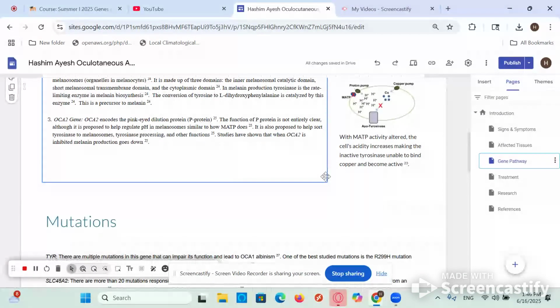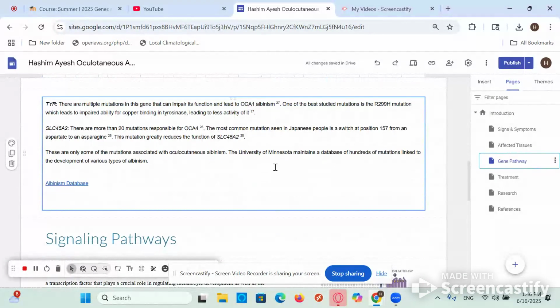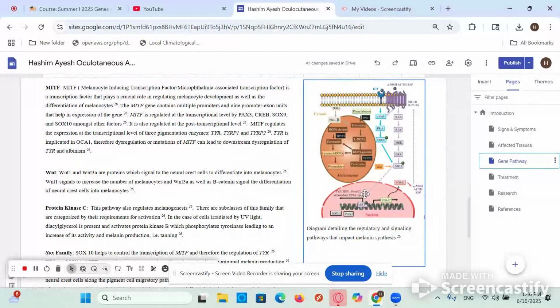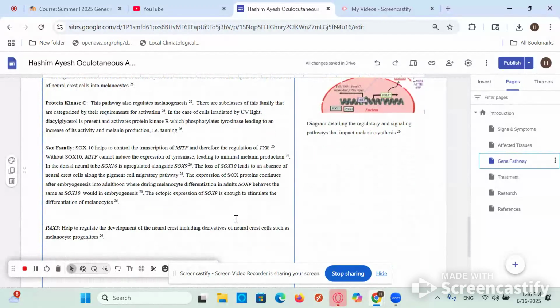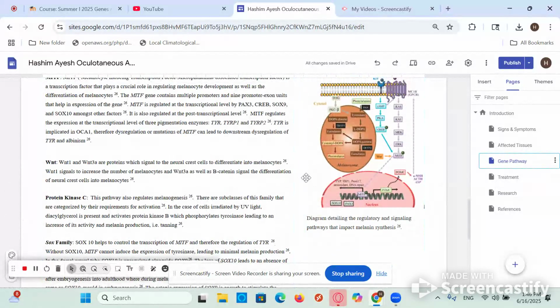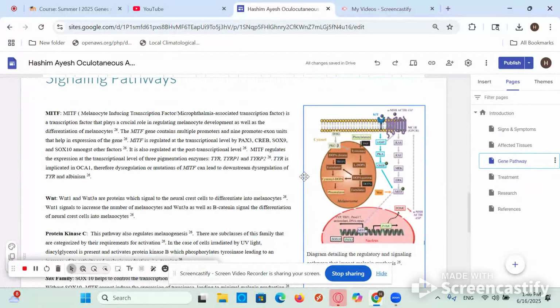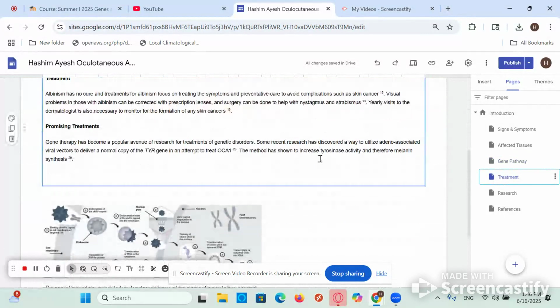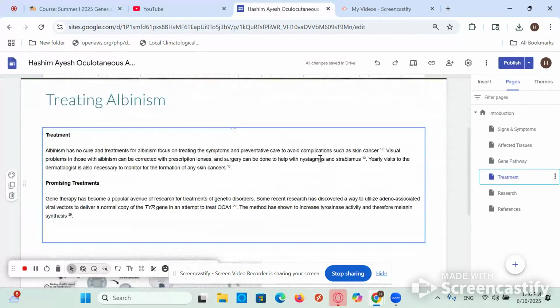And again, same as the last page, I spoke about normal development, I spoke a little bit about mutations, and then the signaling pathways. I chose this image right here as if someone wanted to skip reading all this information, I think this image sums it up. It's a very complex process, so it's very hard to summarize, and I tend to like to be thorough with things.